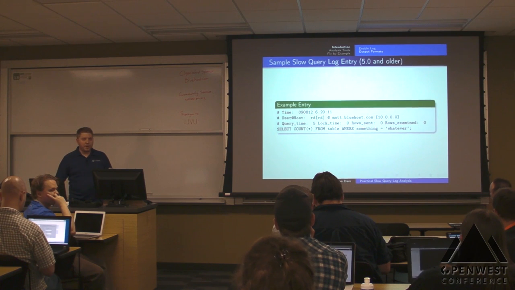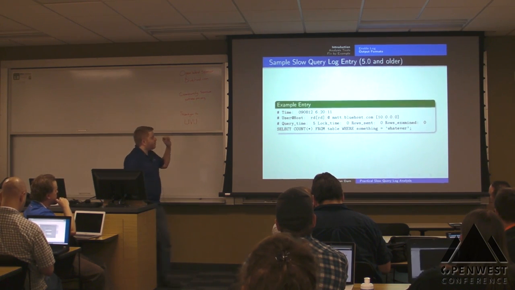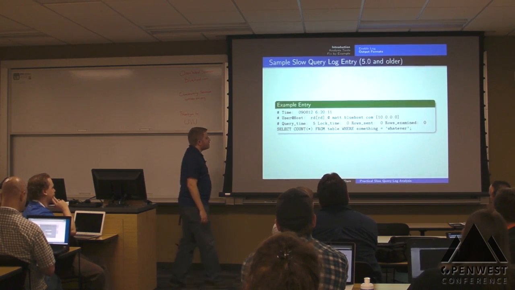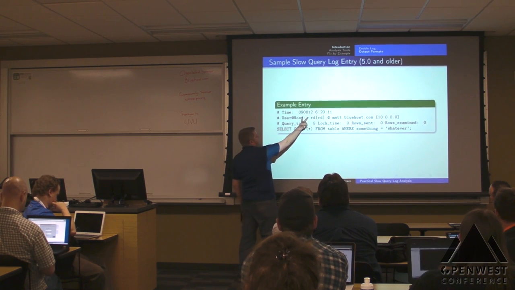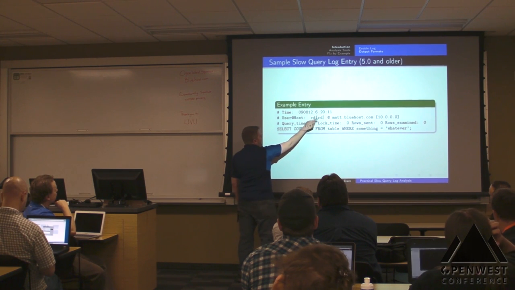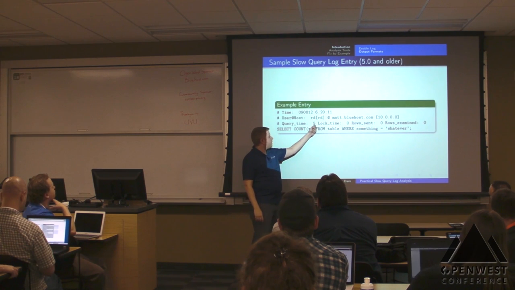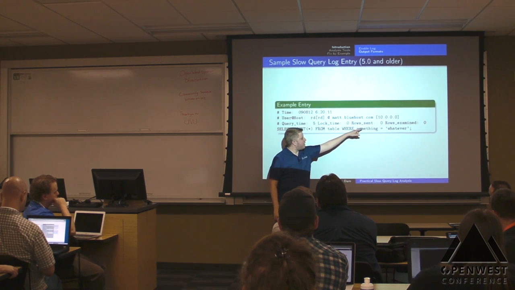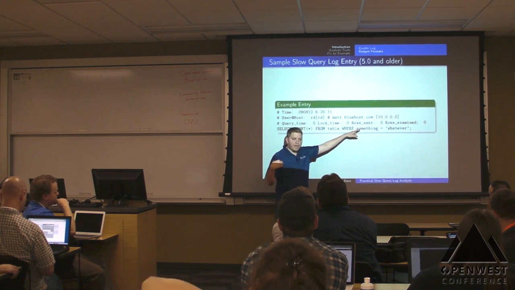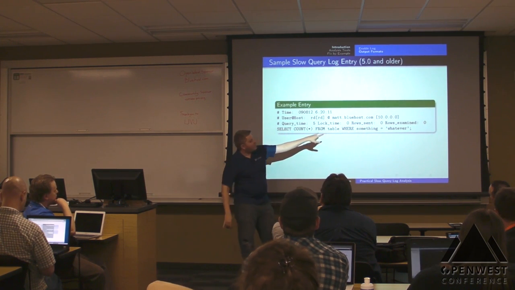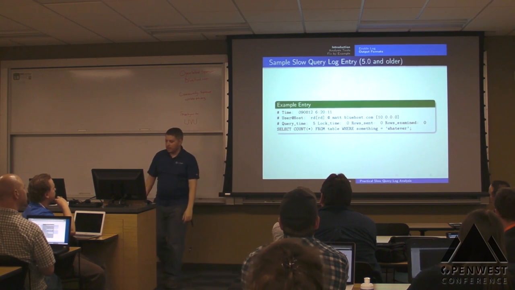So let's talk a little bit about what is actually going on in your slow query log. Here's a sample. If you're using MySQL 5.0 or older, it'll look like this. You've got a timestamp in this goofy format: two-digit year, month, day, timestamp. A little bit of information about where the query came from. How long did it take in seconds? How long did you spend in locking? How many rows were sent back to your application? And how many rows did you actually look through? The gap between those can be quite useful. We'll get to that later.